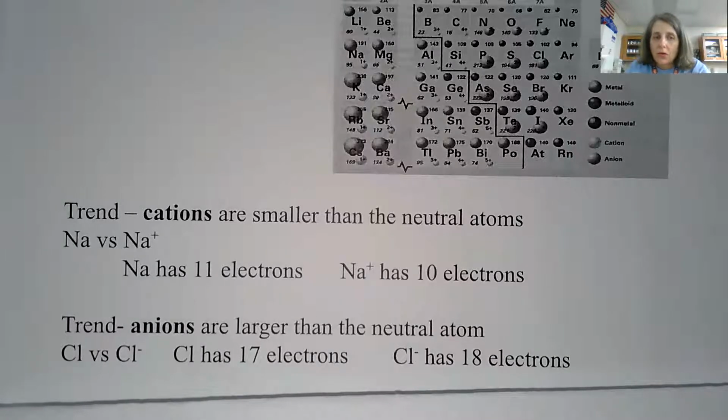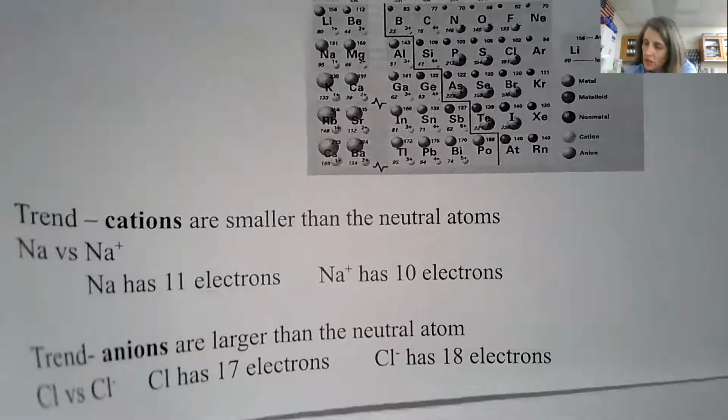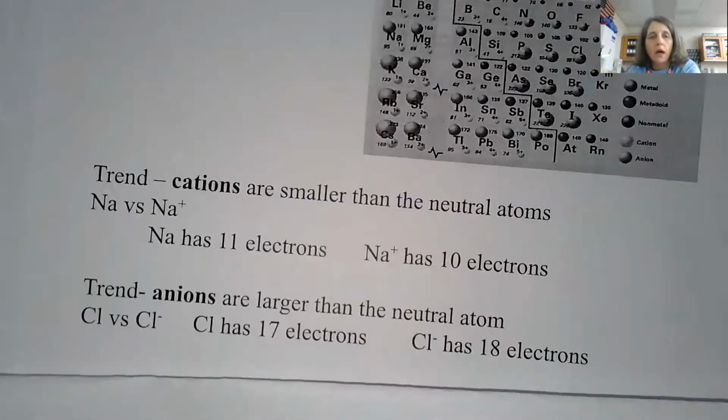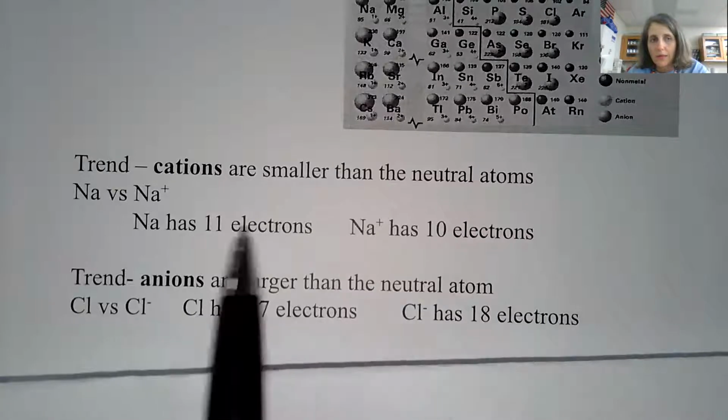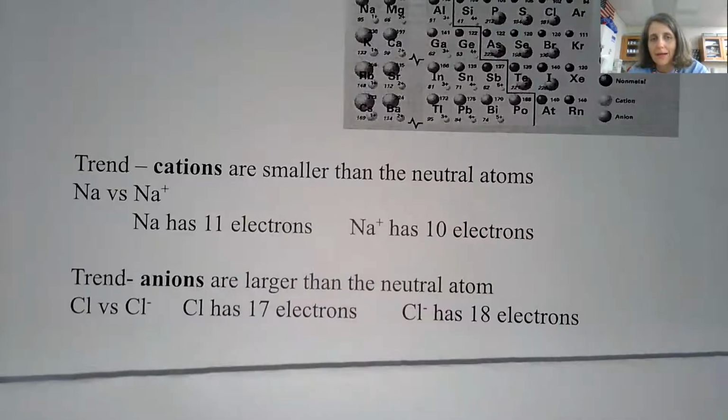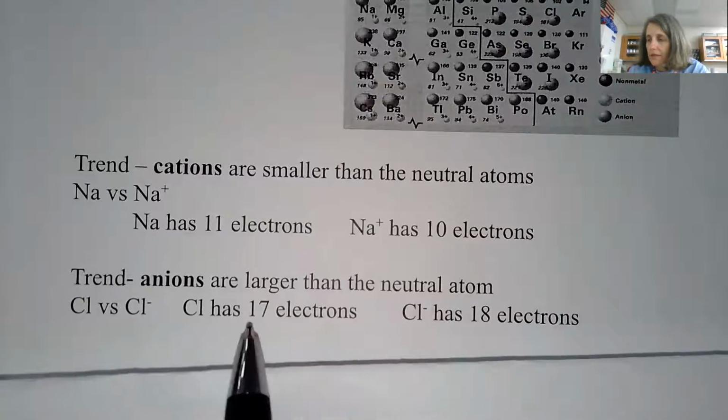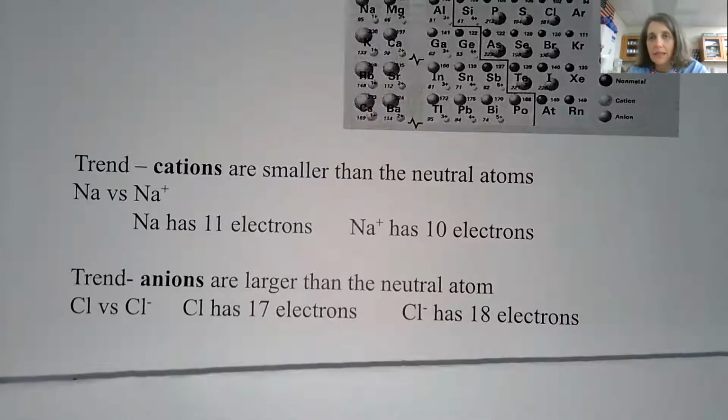Cations are generally smaller than their neutral atoms. And then anions are larger than their neutral atoms. So I'm giving you two examples and I'm going to draw them out for you. Sodium has 11 electrons, sodium ions have 10 electrons. While chlorine has 17 electrons, chlorine Cl- or chloride has 18 electrons.